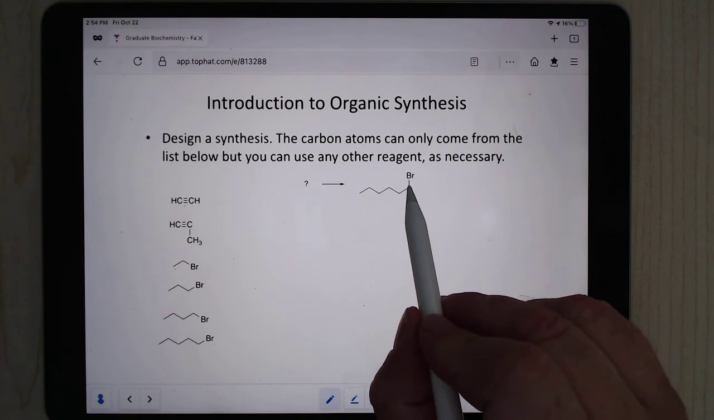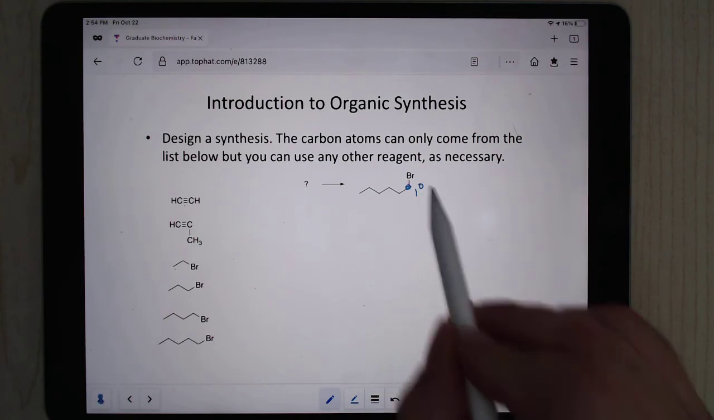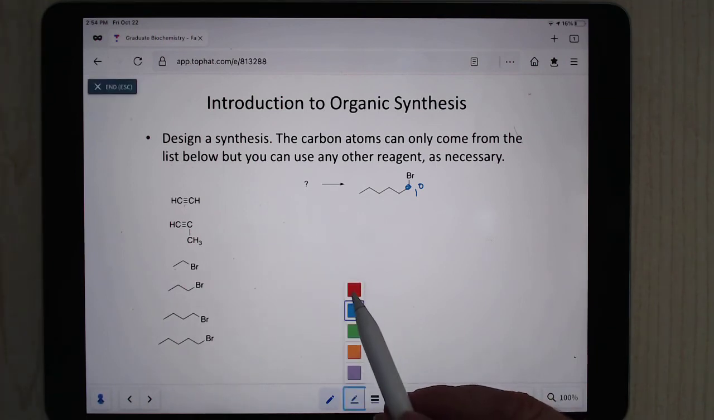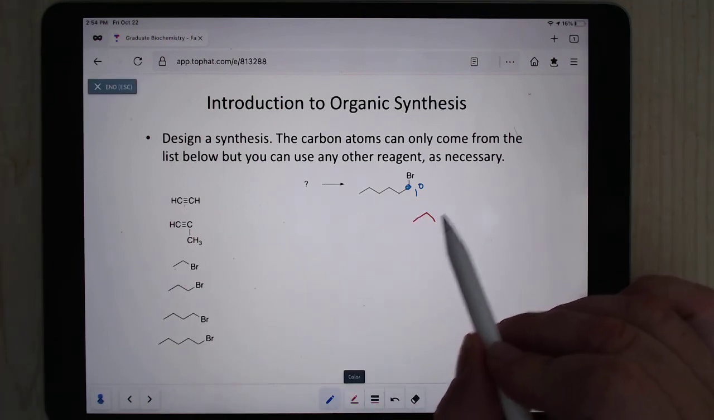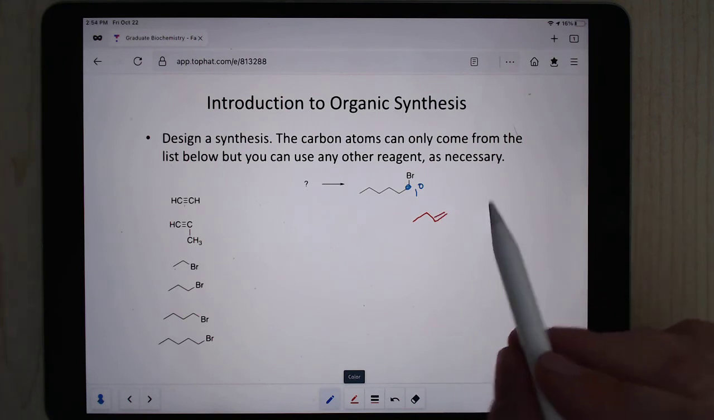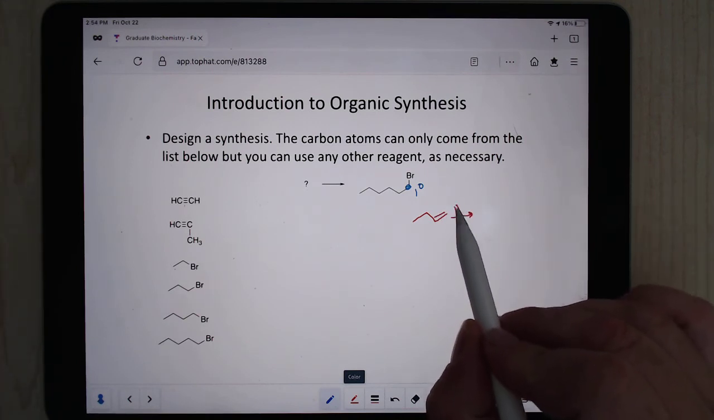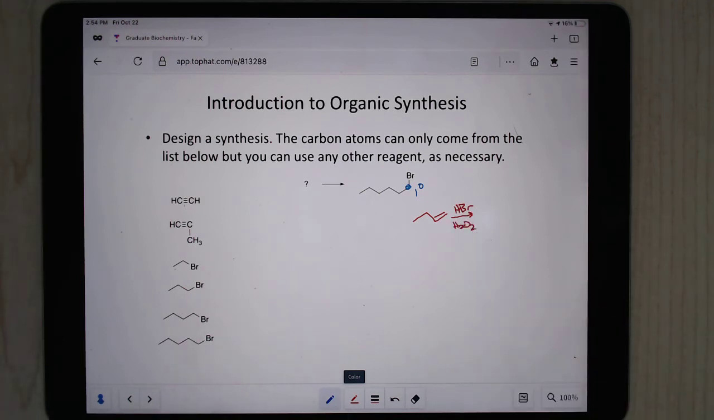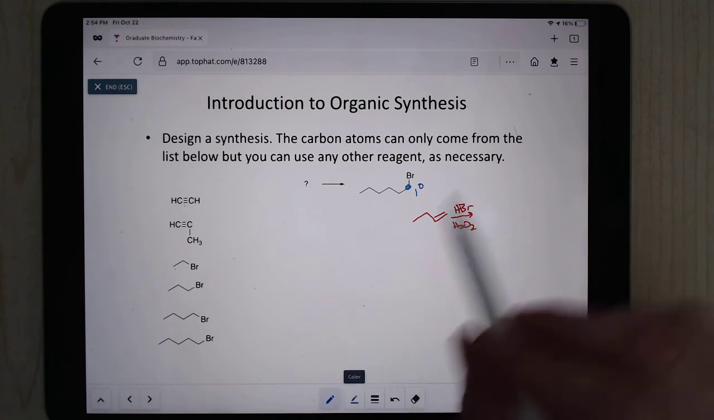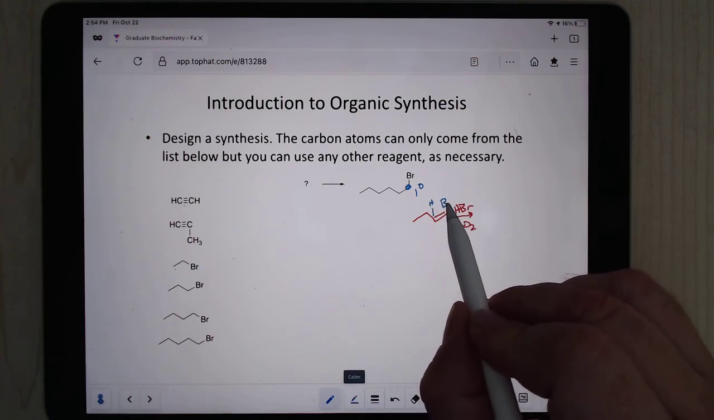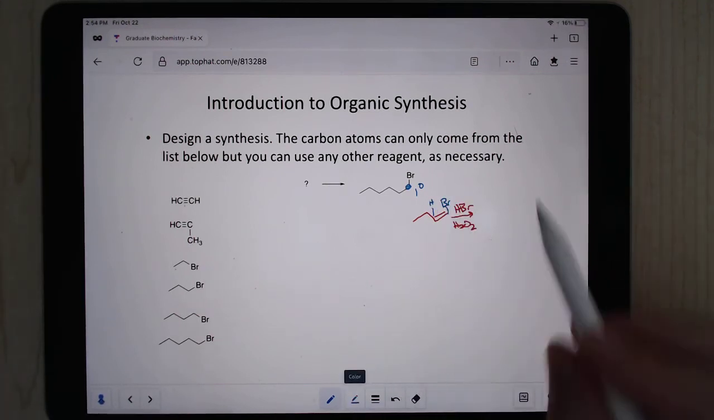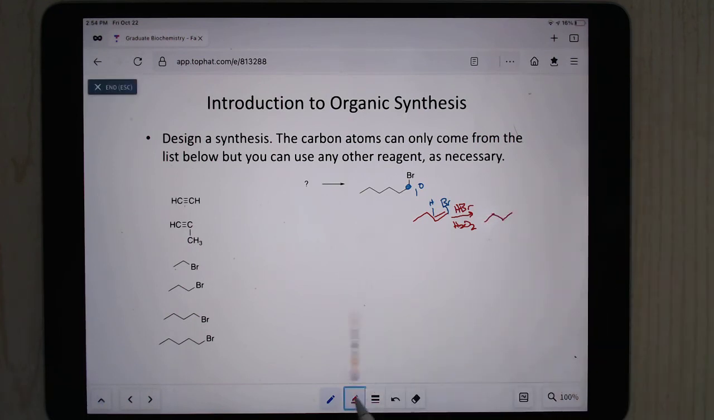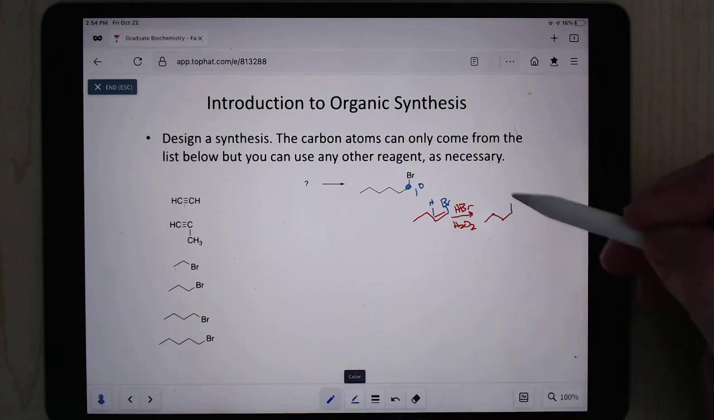So, we have a primary bromide. How do we know how to do that? Well, we know that if we have a double bond and we add HBr in the presence of peroxides, then the H is going to go on this side and the Br is going to go on the other side. So you're going to end up with this, your primary bromide.